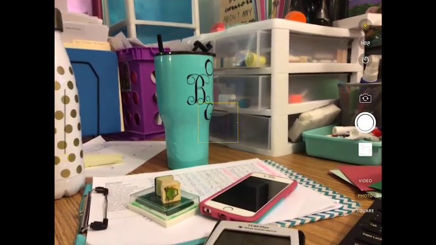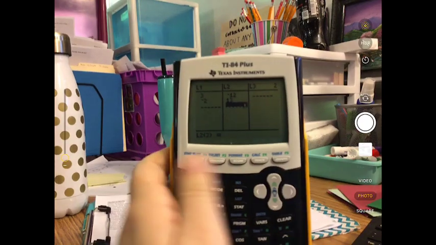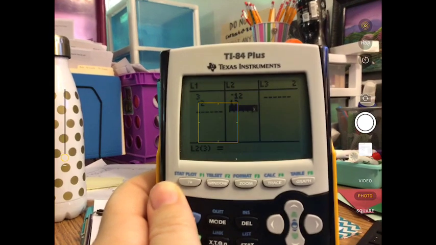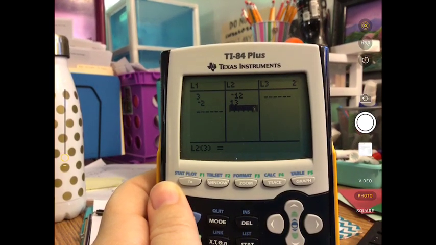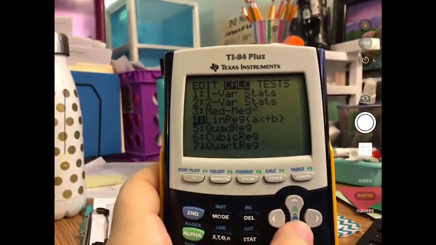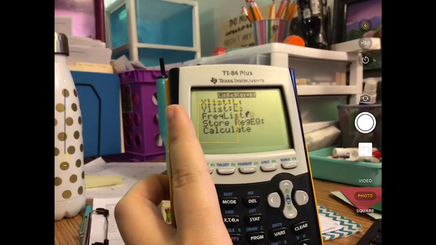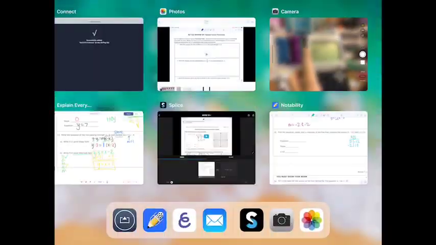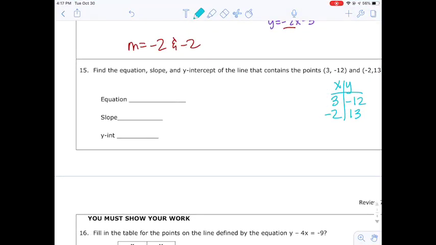In L2, I have -12 and 13. So that's what I have. I have plugged it in just like my page. Then I click Stat, scroll over to Calc, scroll down to option 4 for LinReg. I'm going to click Enter. And I get -5 and 3. So I'm going to go back to my paper. My slope is -5, my y-intercept is 3, and my equation is y equals -5x plus 3. And all of this comes from stat edit in the calculator.